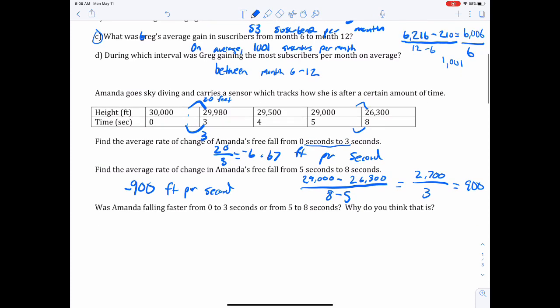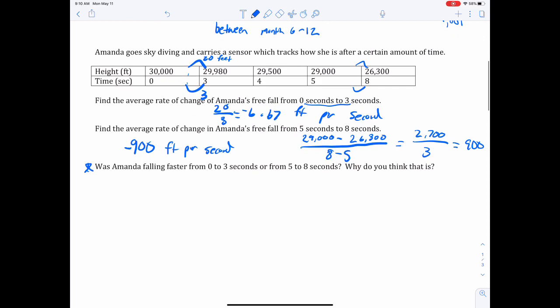So was Amanda falling faster from 0 to 3 seconds or from 5 to 8 seconds? Why do you think that is? Well, she was definitely falling faster from 5 to 8 seconds. And if you're not sure why, it's because of gravity. She's going to keep on picking up speed the more she falls. Like, she's going to be going faster 20 seconds through her flight than she is right when she starts because of gravity's acceleration. It accelerates her.